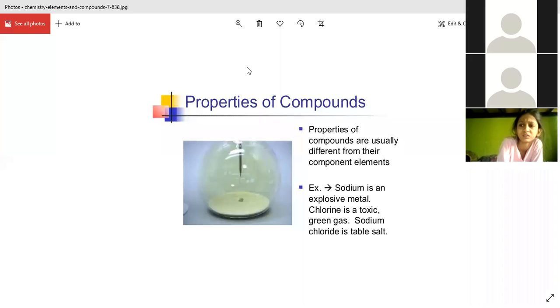Now, number one is properties of compounds are usually different from their component elements. अब जब हम property की बात करते हैं ना compounds की, यानी कि जब हम इनके characteristics की बात करते हैं, so one thing that we need to keep in mind is that whatever elements are added into the compound, the compound has exactly the opposite properties of those elements.